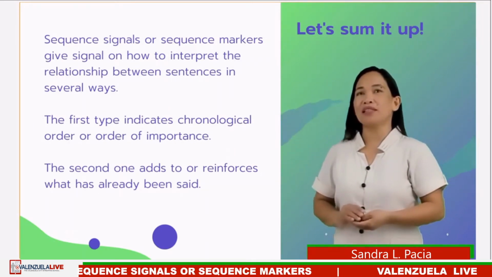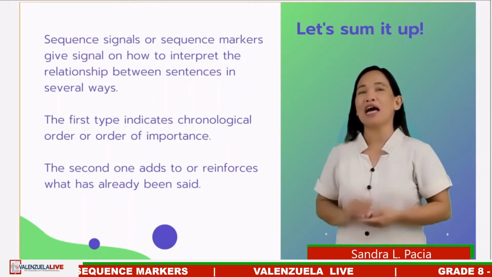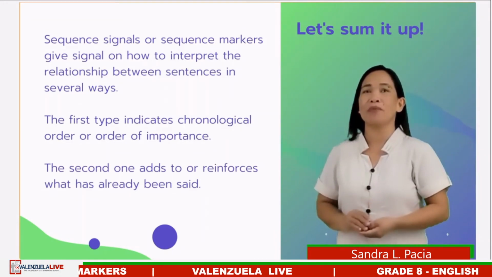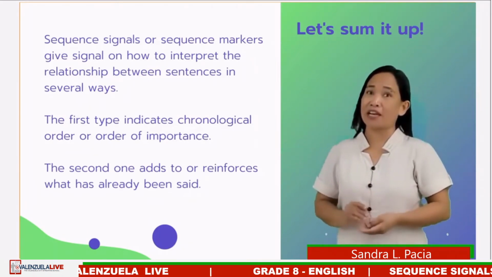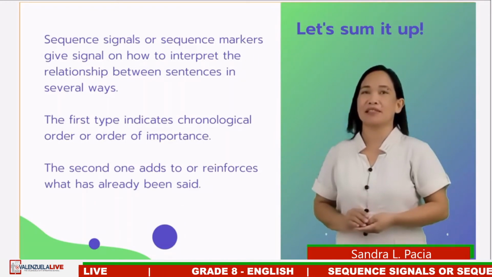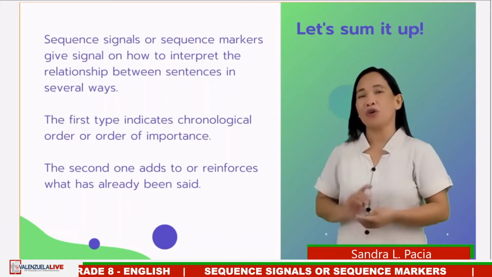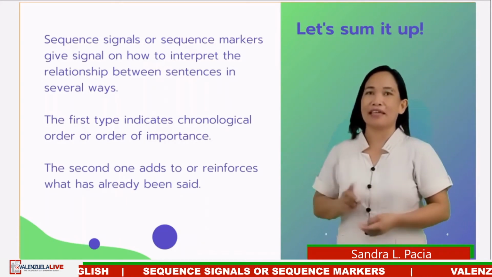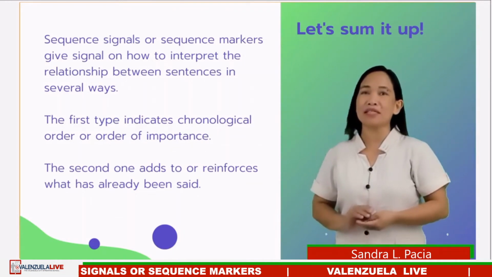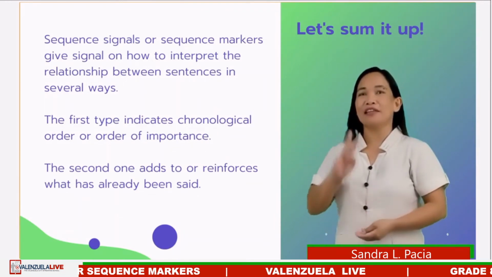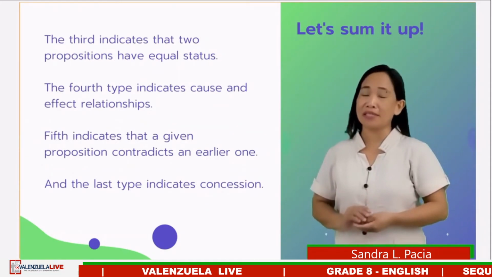To begin with, sequence signals or sequence markers give signal on how to interpret the relationship between sentences in several ways. They have various types which indicate different things. The first type indicates chronological order or order of importance. The second type adds to or reinforces what has already been said. The third type indicates that two propositions have equal status.